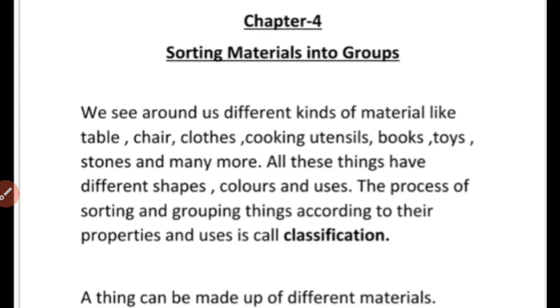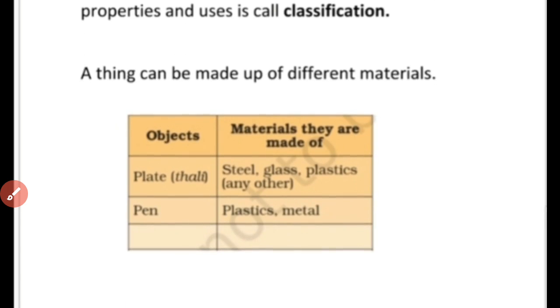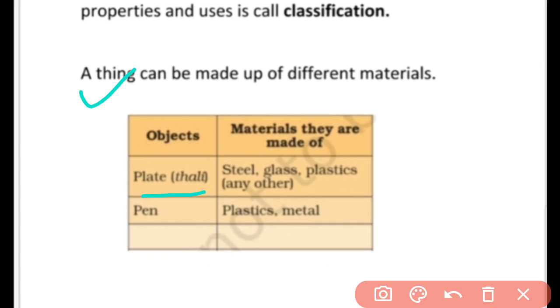Classification means that you are sorting and grouping things according to their properties as well as their uses. Here you can see that a thing can be made up of different materials. For example, a plate or a thali is made from steel, glass as well as plastics. Many other things are also used to make the plate. In the same way, the pen can be made using plastics as well as metal.